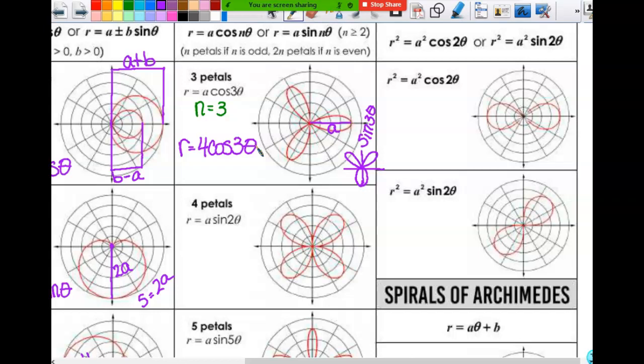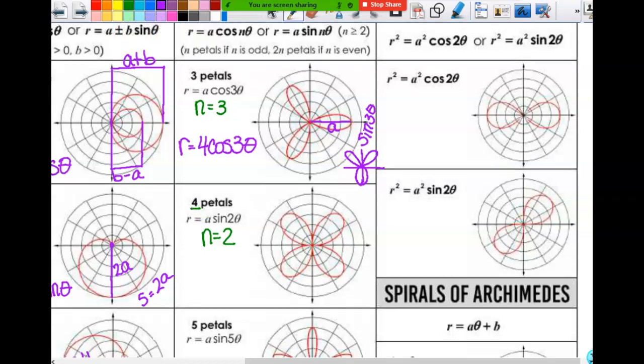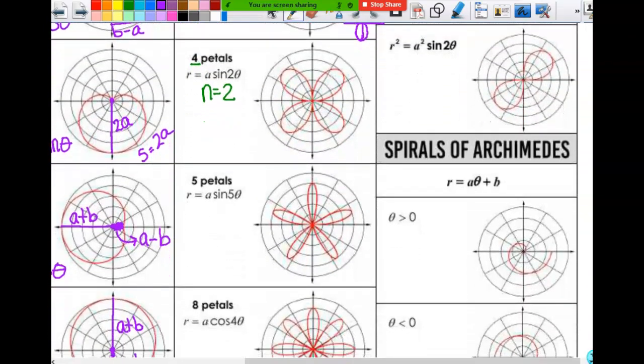All right, so let's look at the next one. Here, n is equal to 2, but we have 4 petals because it's even, so we double it, right? Your maximum R value, which is your A value here, is still from the pole. So that's good. That doesn't change or get anything weird.